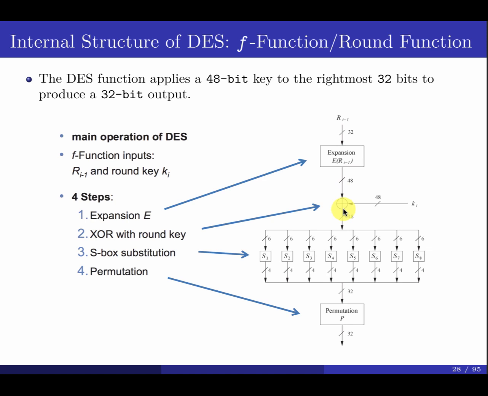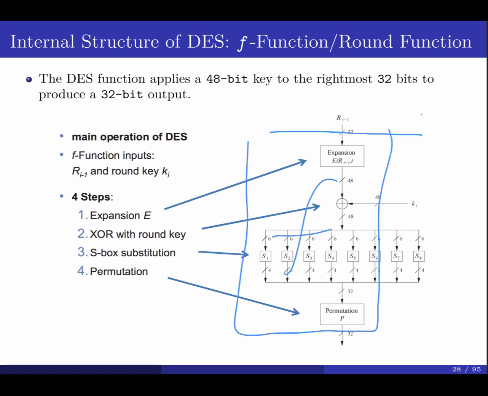Then after that, we're going to perform XOR of the output of the expansion with the key, the subkey. Then we're going to perform what is called the S-box substitution. The input for each box is 6 bits, and it produces 4. Then after that, perform the final permutation. This is all happening inside the F function. Let's take a look at one at a time.